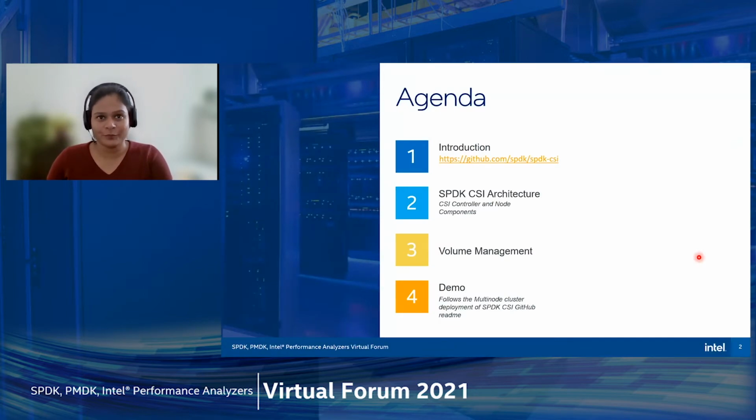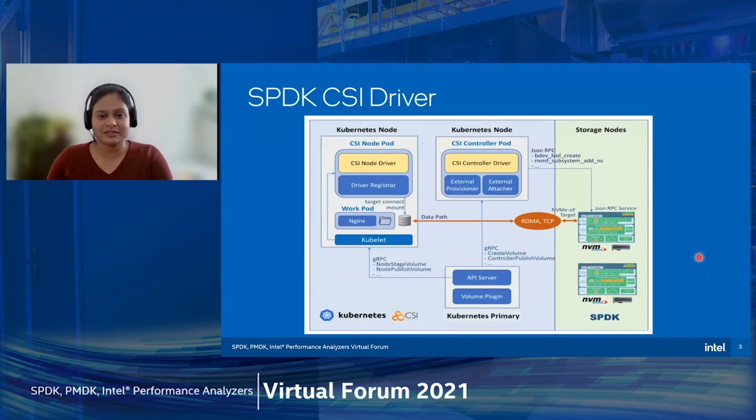Today, we will be briefly looking at the CSI architecture and volume management APIs and use them in this demo. Kubernetes cluster for this demo contains 3 nodes. Nodes can be virtual machines or physical platforms. We have 1 primary node and 2 secondary nodes. There is 1 dedicated storage node with NVMe devices running SPDK stack over it. The SPDK storage node accesses and communicates with the secondary nodes with NVMe-oF fabrics.